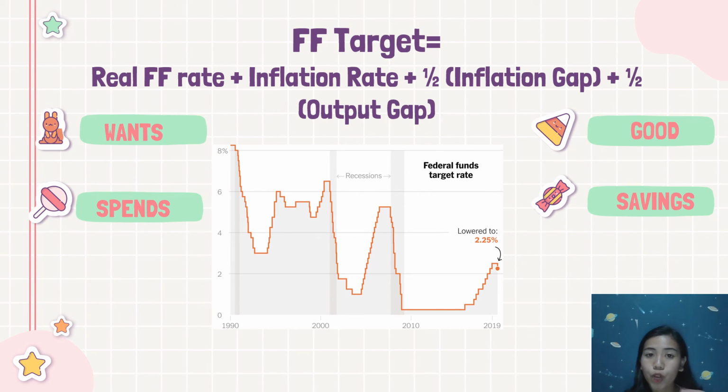And this is the formula for the federal funds target: real federal funds rate plus inflation rate plus one-half inflation gap plus one-half of the output gap. In getting the inflation gap, you have to subtract the real Fed funds rate from the inflation rate.